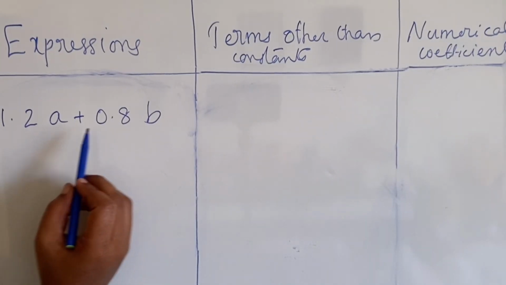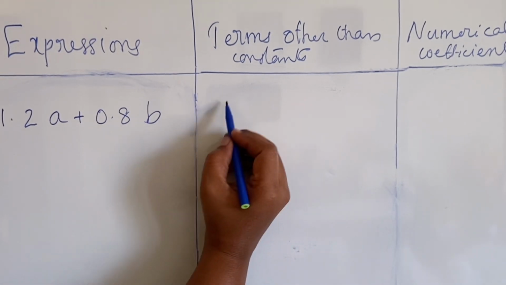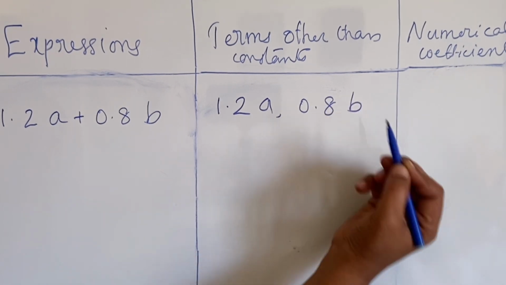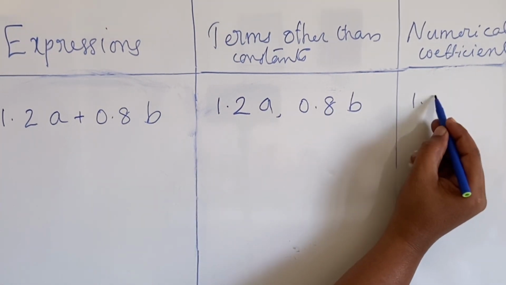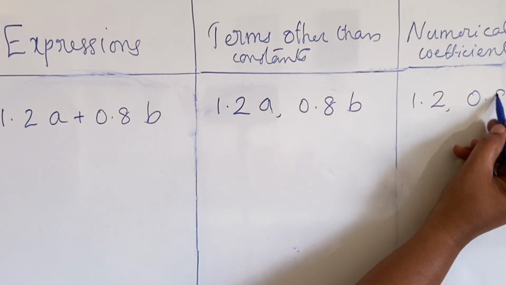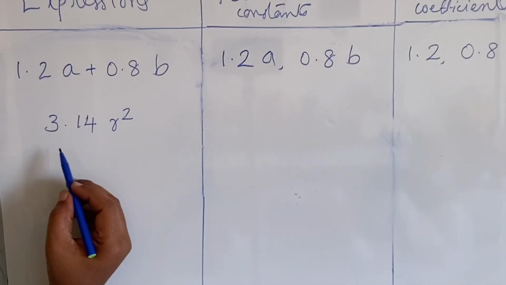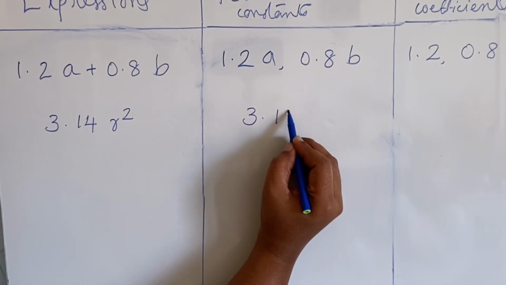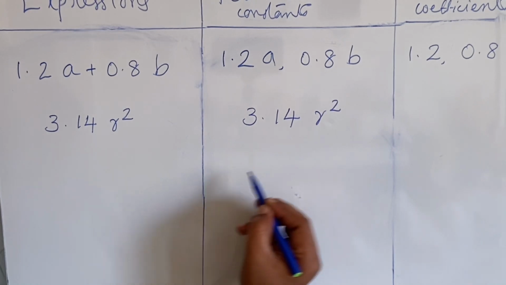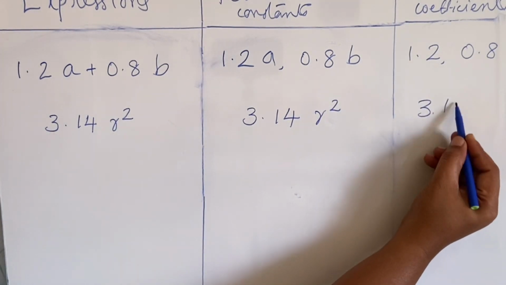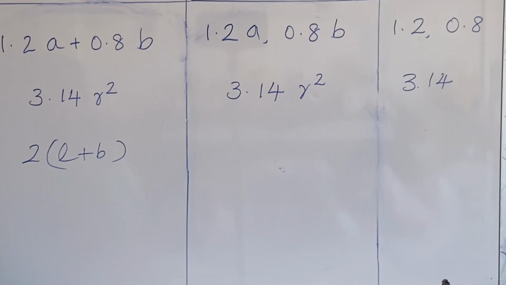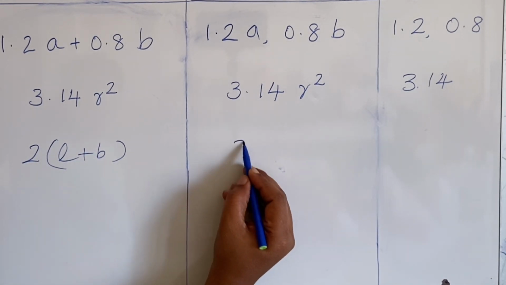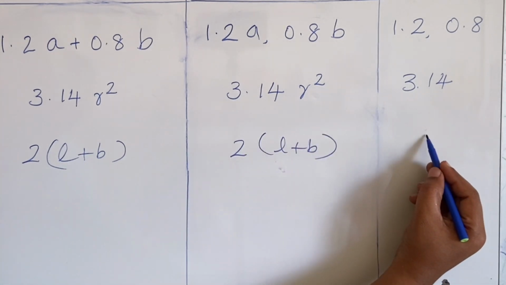Next question is 1.2a plus 0.8b. Terms other than constants are 1.2a and 0.8b and the numerical coefficients are 1.2 and 0.8. The next expression is 3.14 r square. The term other than constant is 3.14 r square and the numerical coefficient is 3.14. The next expression is 2 into l plus b. The term other than constant is 2 into l plus b. And the numerical coefficient is 2.